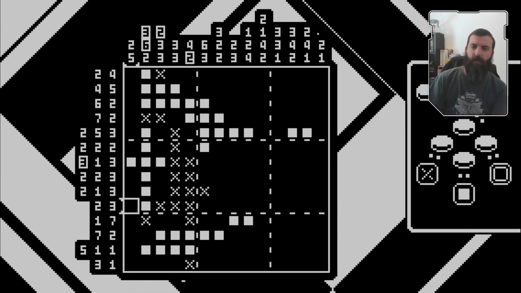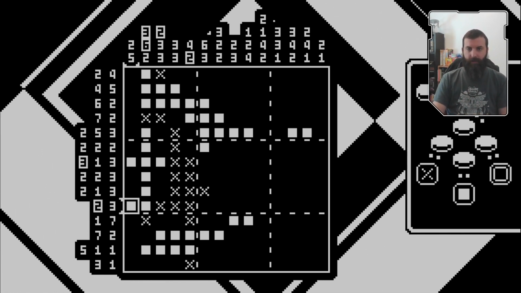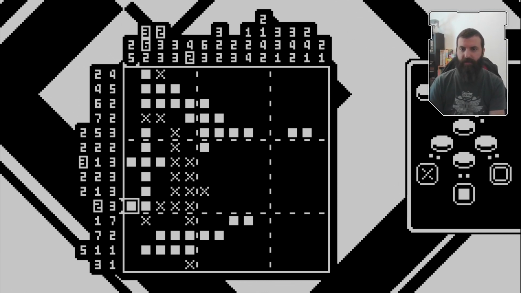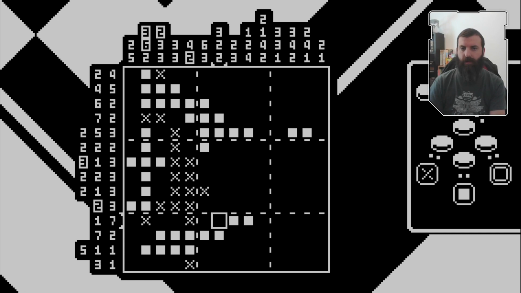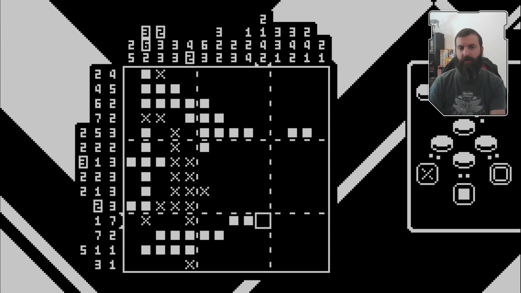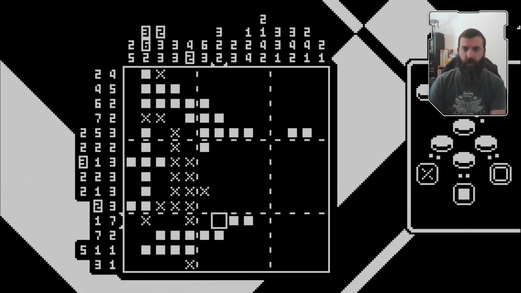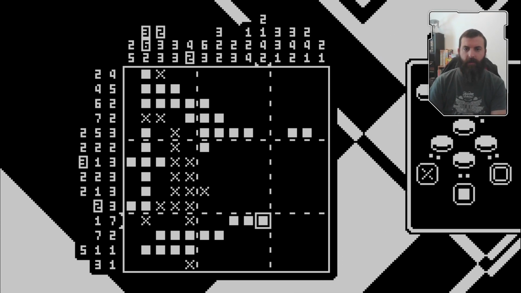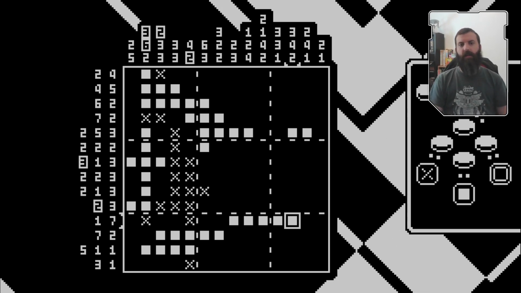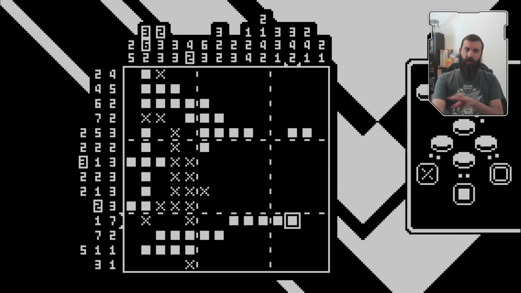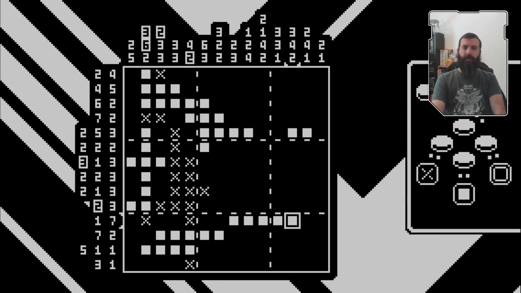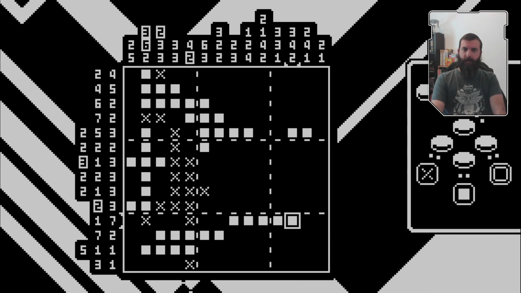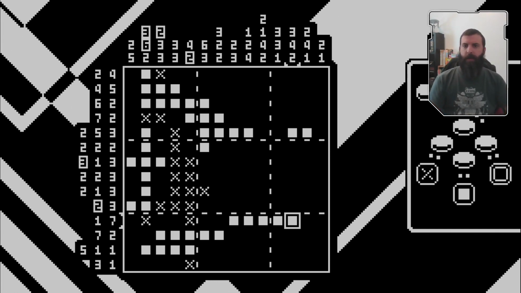Look at our horizontal. We've got a horizontal 2. Bam. We know that that 2 has to fit there. We've got this horizontal 7 that can't go beyond here. So 1, 2, 3, 4, 5, 6, 7. That gives us a good bit more information there. Okay.